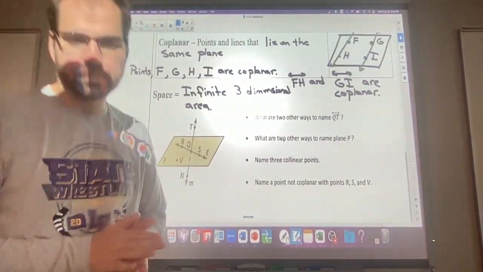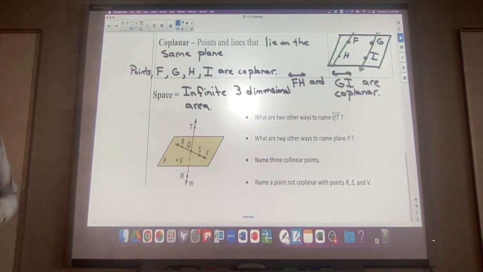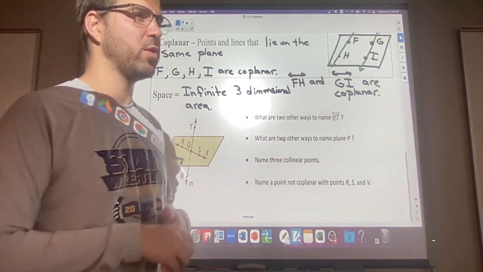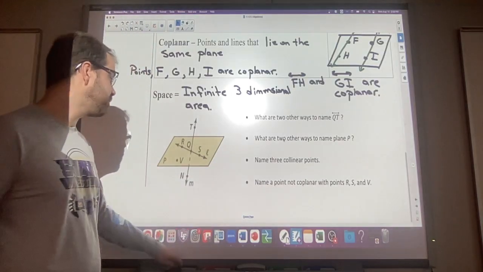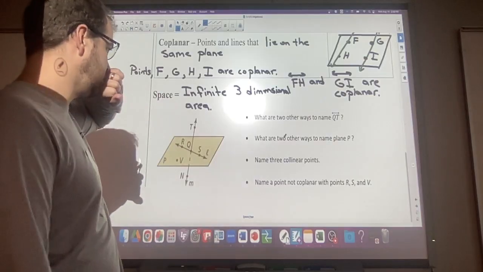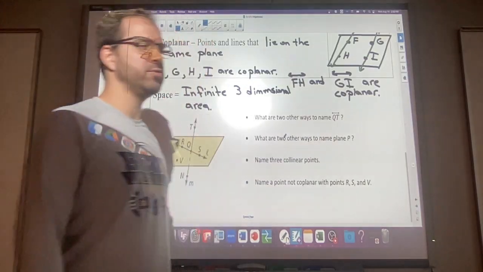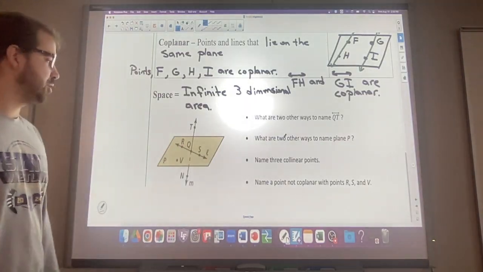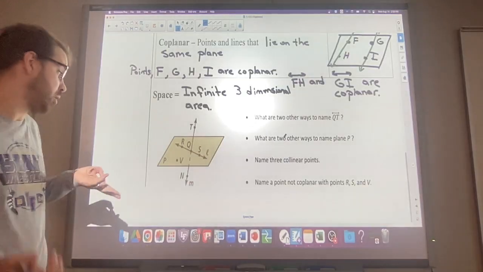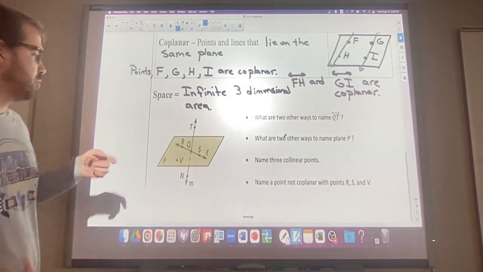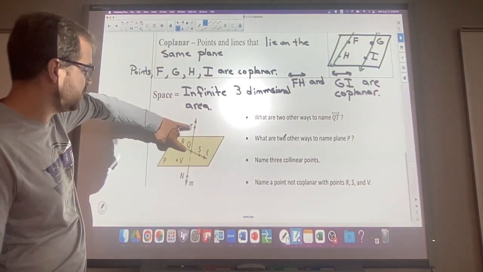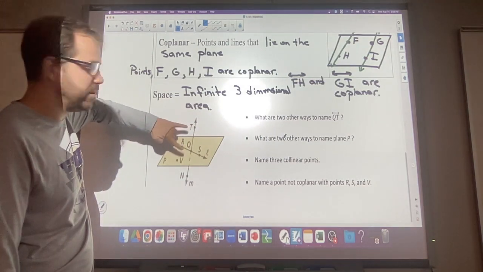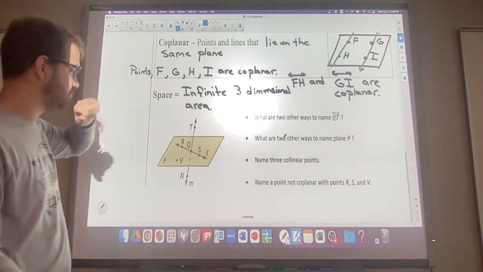Now we're going to do some of these, and I want you to try to think of some on your own, but you can just keep listening if you want. If you want to pause it and try to think of it on your own, that usually helps. See if you're getting it. So what are 2 other ways to name QT? For a line, you really just need 2 points, or a lowercase letter, hint, hint. If we have QT, what are 2 other points that we could describe this with?